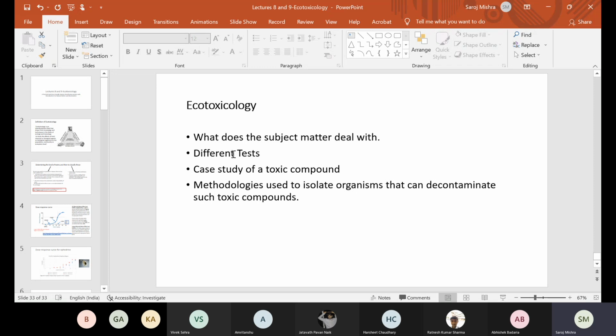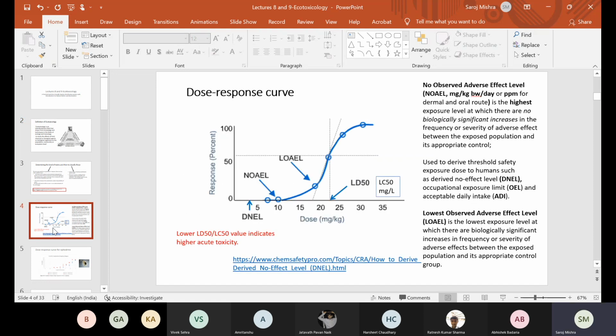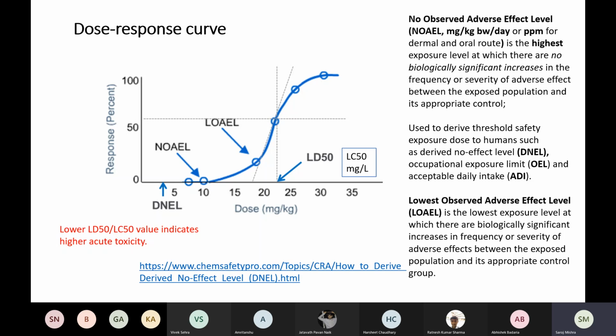So before that, let's finish the topic of ecotoxicology, and you will remember that we had kind of finished. I had come up to the dose response curve, and I'm just going to project this on a full slide mode. Everyone can see this? Yes, ma'am. Okay, so we will take it up from here.